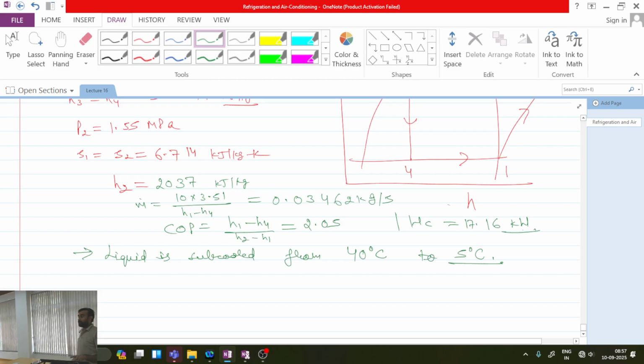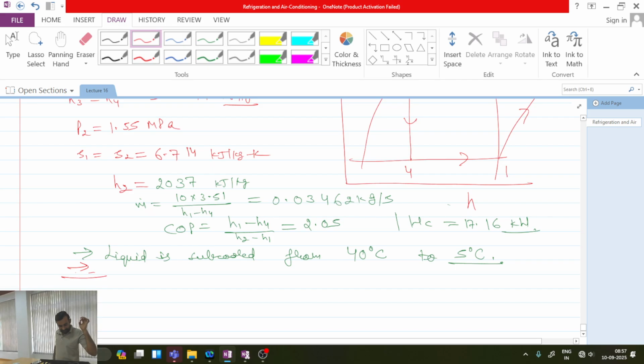Fine. So you can see that if you use a single stage cycle, your COP was 2 and compressor work was 17. But when you use the multi-stage cycle, COP became 2.48 and compressor work was 6 plus 7, somewhere close to 14. So it means there is a saving in compressor work and an increase in COP upon using the intercooler.